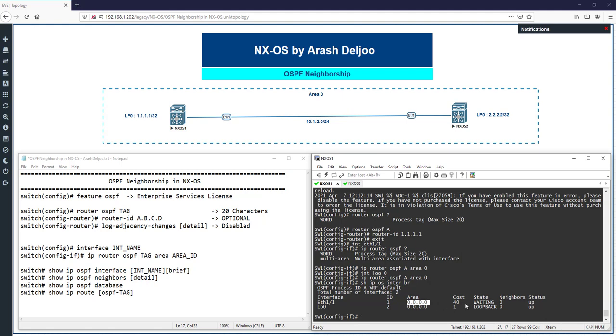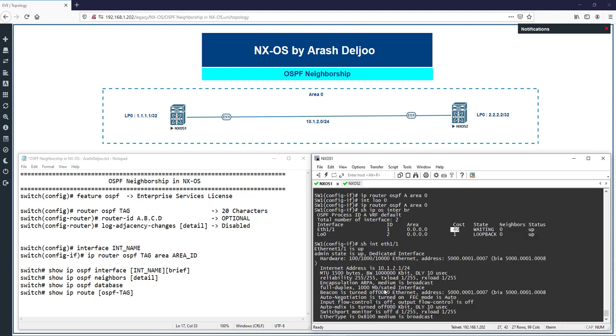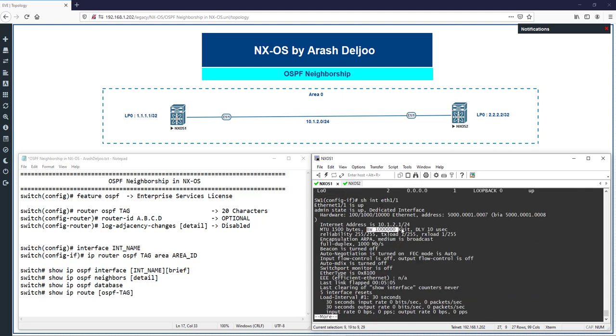And also, as you can see, the cost is 40 for Eth1/1. Let me first find the bandwidth of Eth1/1. Show interface Eth1/1 shows us that this interface is Gigabit Ethernet. 1,000,000 kilobits per second means 1 gigabit per second.